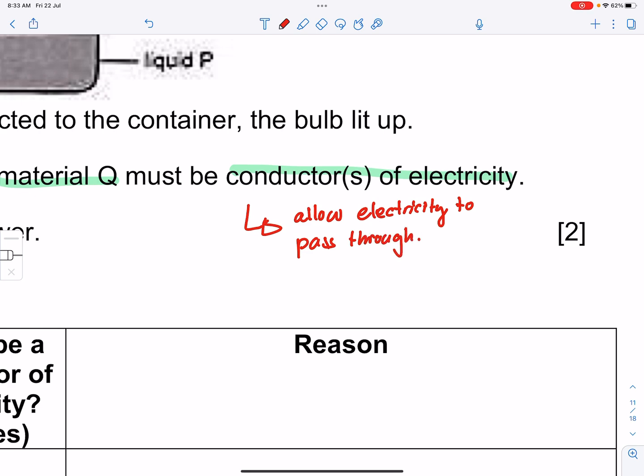Okay, now this is a very fundamental concept. I'm going to explain it one more time here. When you say that you are a conductor of something, it means that you allow this particular item or substance to pass through. So when you say that you're a conductor of electricity, it means that you allow electricity to pass through. Okay?